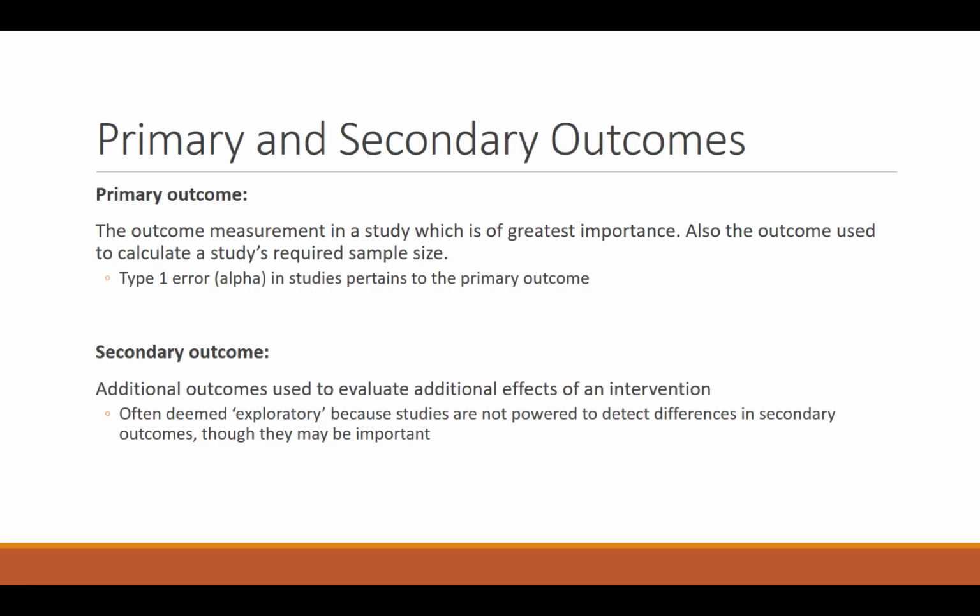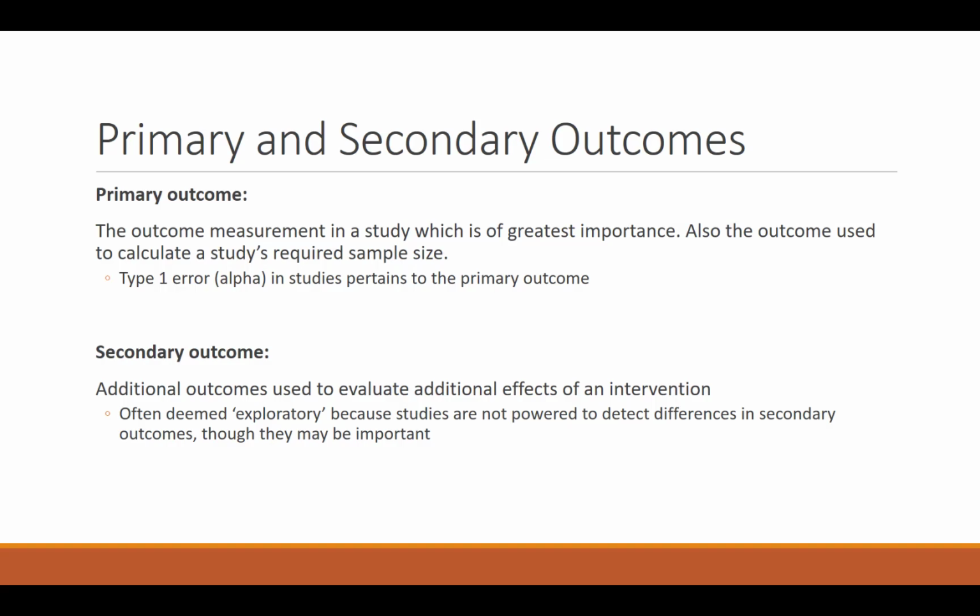There are other ways to classify outcomes in a medical study, primary and secondary. When we create a study, the primary outcome is the outcome measurement in the study which is of greatest importance. This is the outcome that is used to calculate a study's required sample size, and it is the outcome about which your type 1 error rate applies. So you essentially have a 5% error to determine whether or not your primary outcome is significant or not significant. Your primary outcome is what the study is designed to assess for the most part.